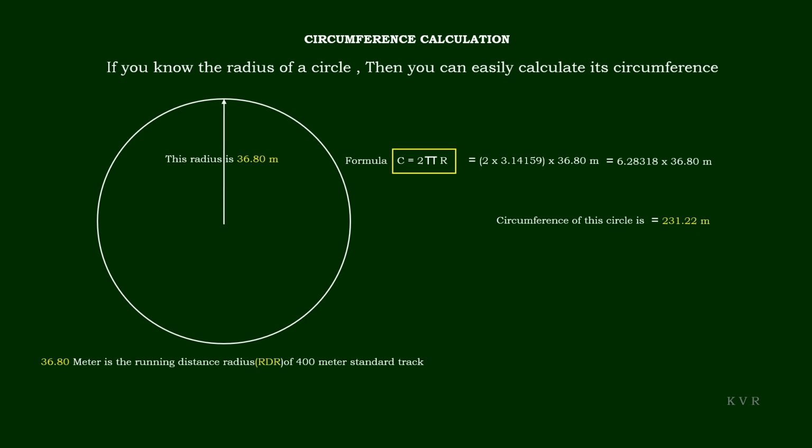Finally, we can check whether our calculation is correct or incorrect. Total length of two straight is 168.78 meter. So 231.22 meter plus 168.78 meter is equal to 400 meter. So our calculation is absolutely correct.